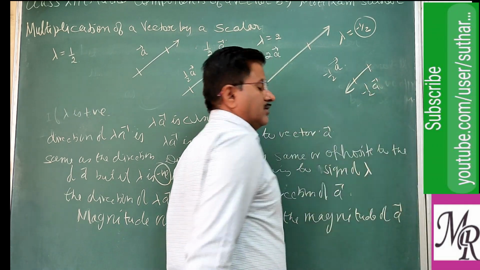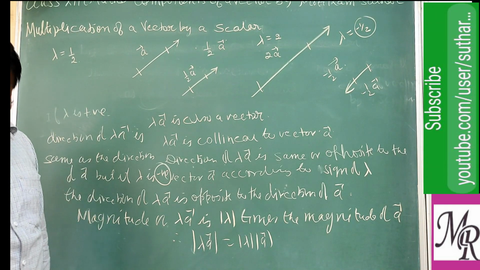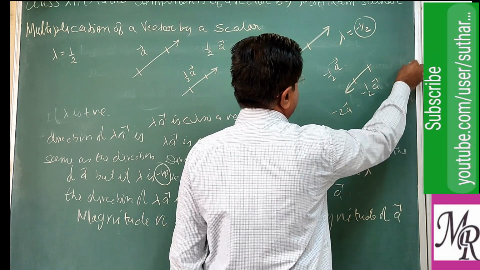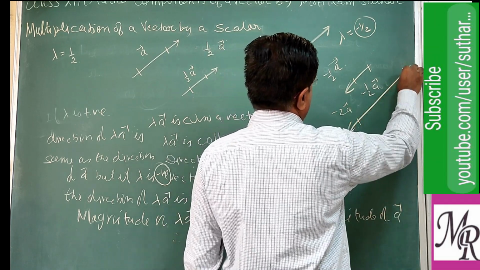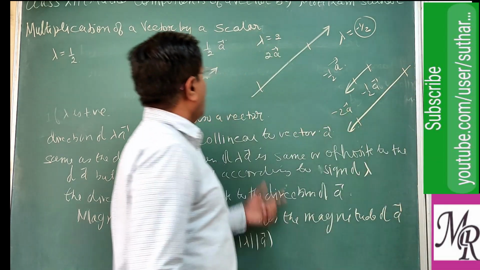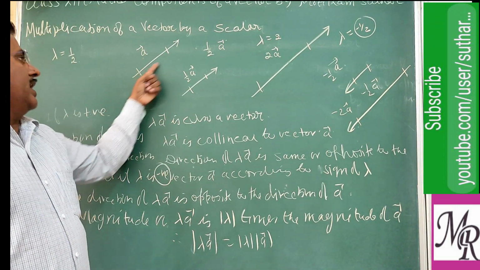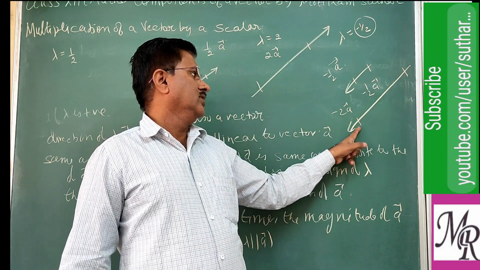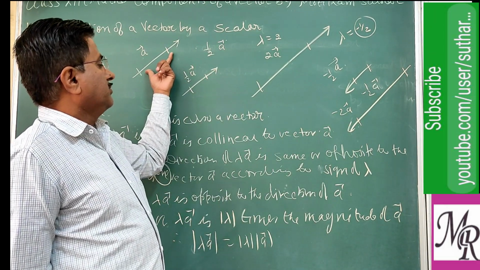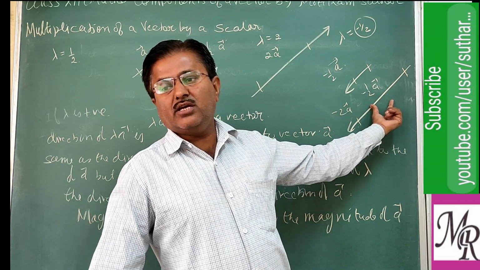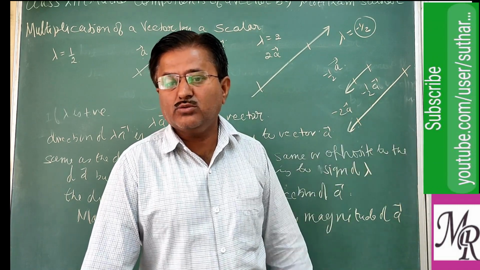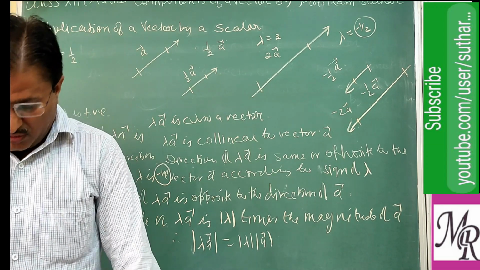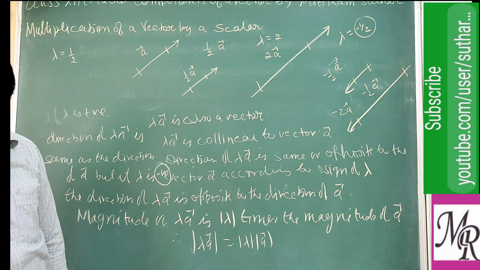Similarly, you can write minus 2a. Again, this direction is changed and the magnitude is just double of a. Here the direction is toward this side, and the direction for negative will be toward this side. Magnitude, suppose this is 50% and this is 100%, twice is there. So in this way one can find the multiplication of a vector with the scalars.